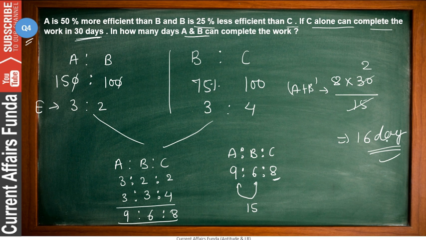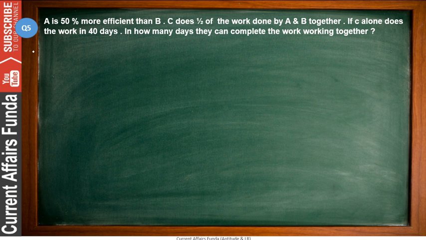Okay, now let's move to the next problem, friends. This is problem number 5. Problem number 5 is saying: A is 50% more efficient than B, and C does half of the work done by A and B together. If C alone does the work in 40 days, in how many days can they complete the work working together? So friends, this question is very tricky and very important.